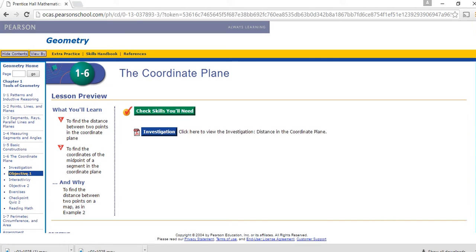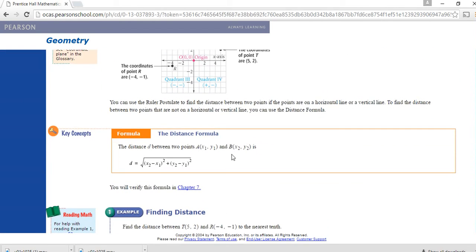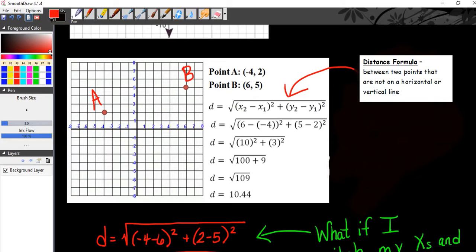If you do not have horizontal or vertical segments, you need to use the distance formula, which is actually the Pythagorean theorem. You're going to take the values of x, subtract them, square them, and add them to the values of y subtracted and squared. So, for instance, 6, take away negative 4, there's your 2 x values. You're going to subtract those and square them, and when you work that out, it comes to 100.